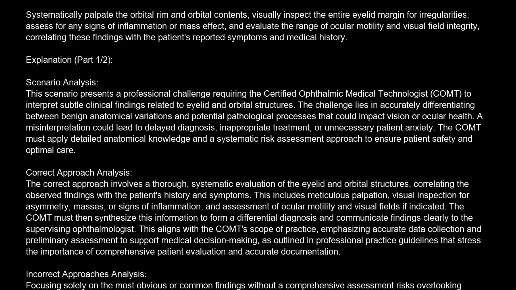The correct answer is C. Systematically palpate the orbital rim and orbital contents, visually inspect the entire eyelid margin for irregularities, assess for any signs of inflammation or mass effect, and evaluate the range of ocular motility and visual field integrity, correlating these findings with the patient's reported symptoms and medical history.